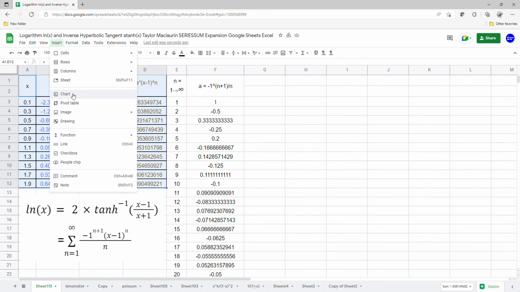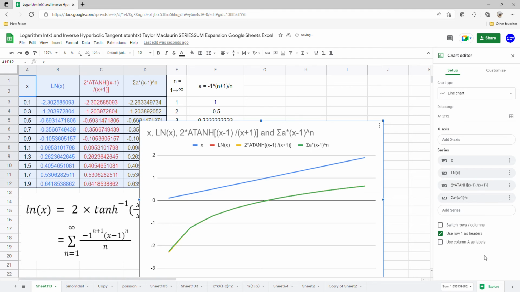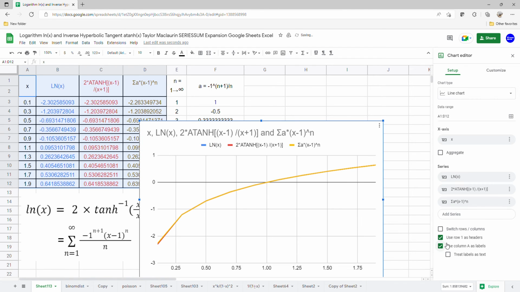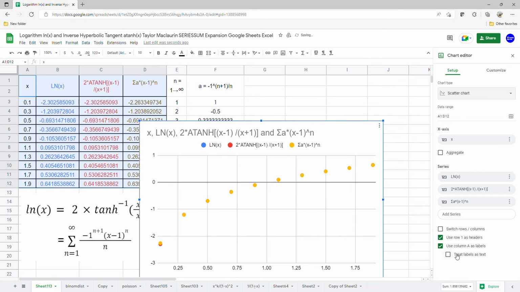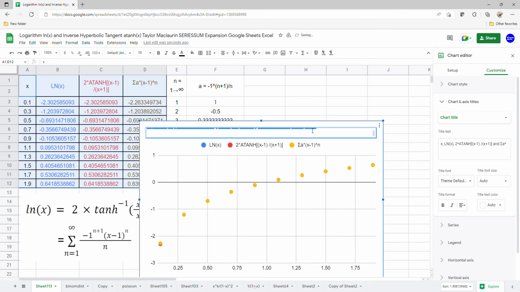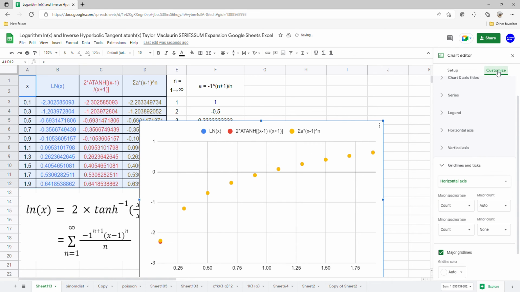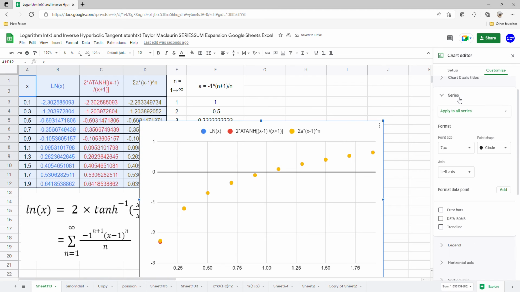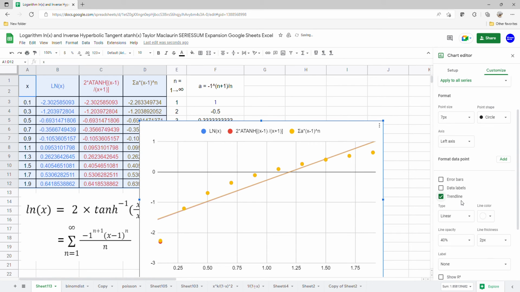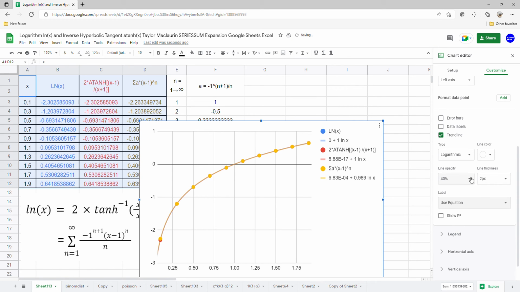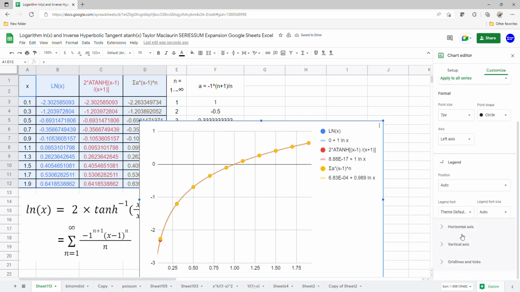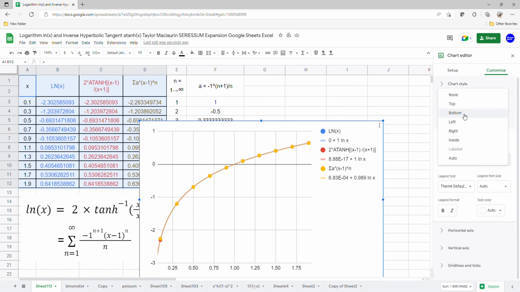Insert chart. And we use column A as label. We use the scatter chart. We don't need the title. And show the trend line. Under series, show the trend line. The type, logarithmic. And the label, use the equation. For the legend, we can position at the left.